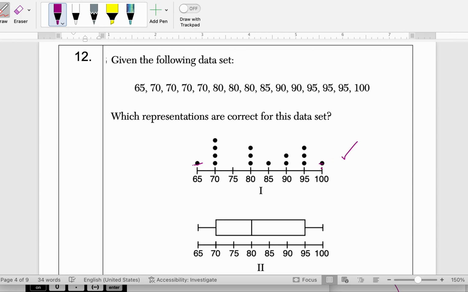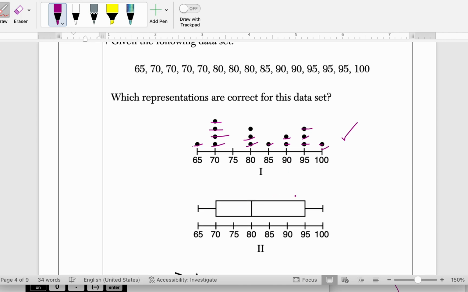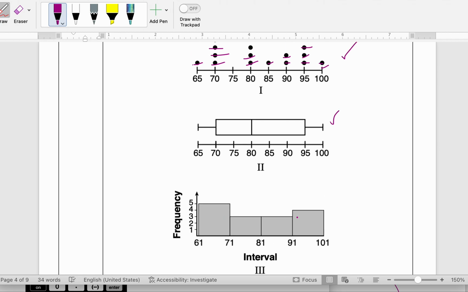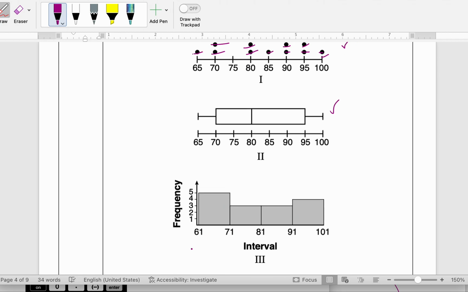This is just how I do it. Like sometimes I'll do 3 at a time, but if I do, you have to keep track of it. So the median is 80. So that is true. And then this one shows frequency.